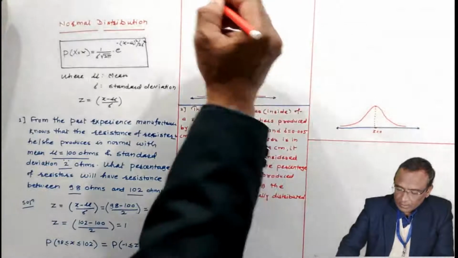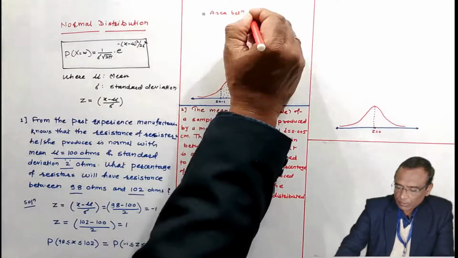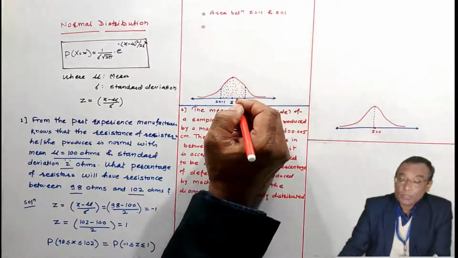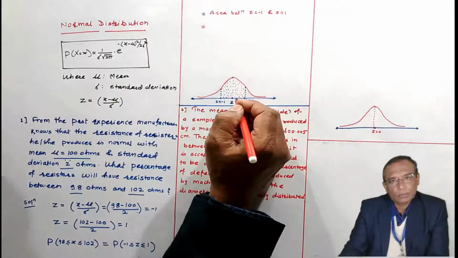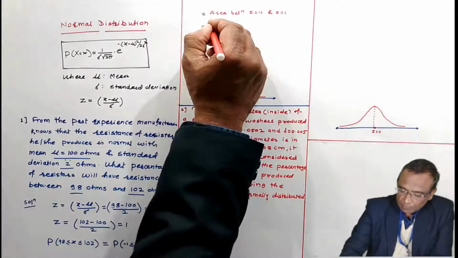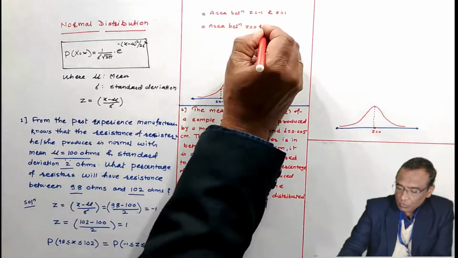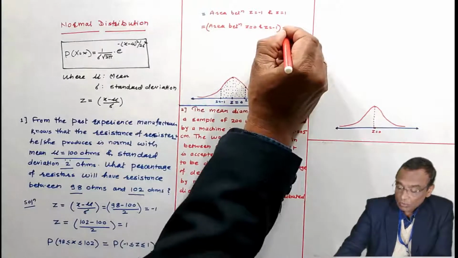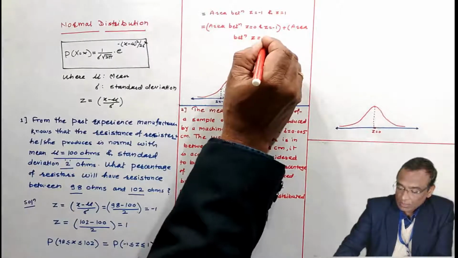This is the area between z equal to minus 1 and z equal to 1. But from the normal distribution table, we get the area which starts from 0 or which ends at 0. That is very important. So I am going to split this: the area between z equal to 0 and z equal to minus 1, because from the normal distribution table we get the area which starts from 0 or which ends at 0, plus the area between z equal to 0 and z equal to 1.